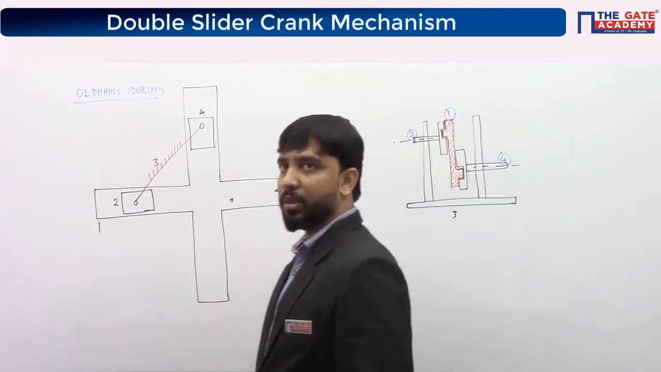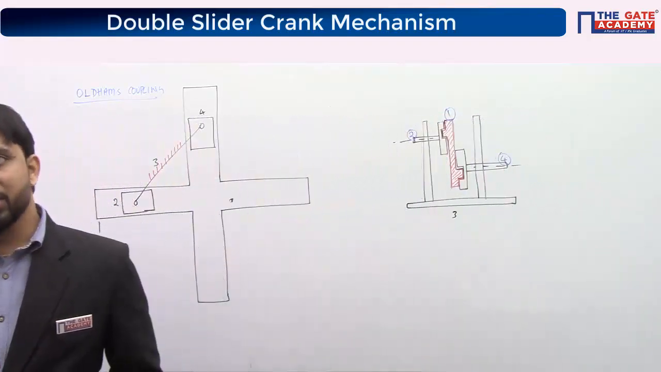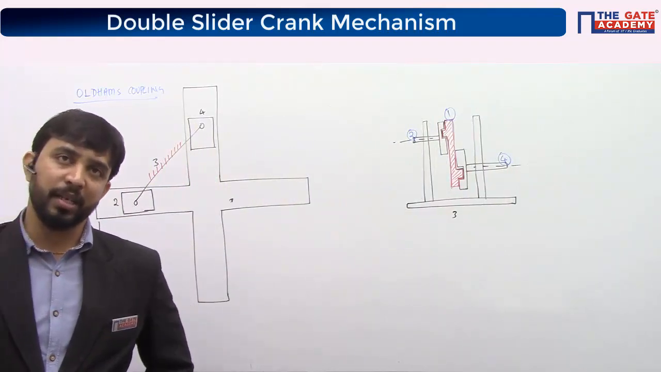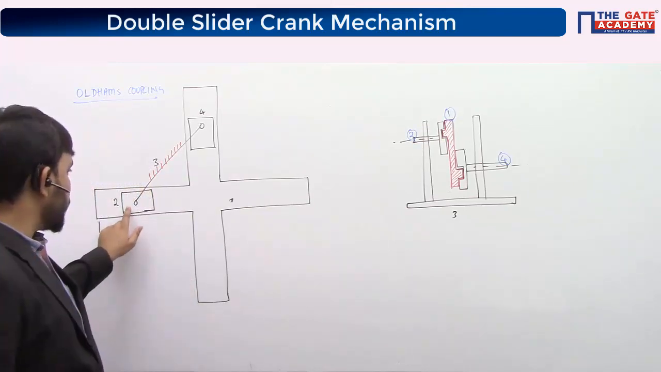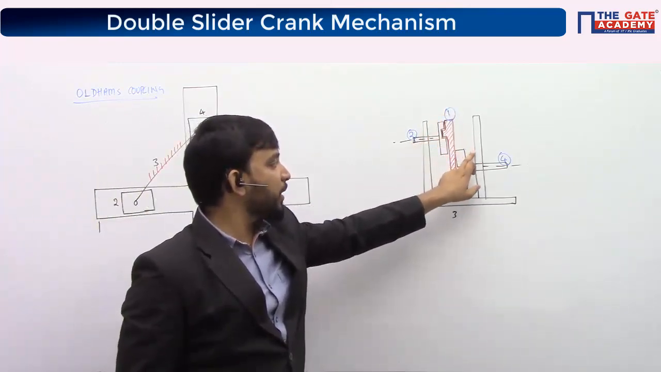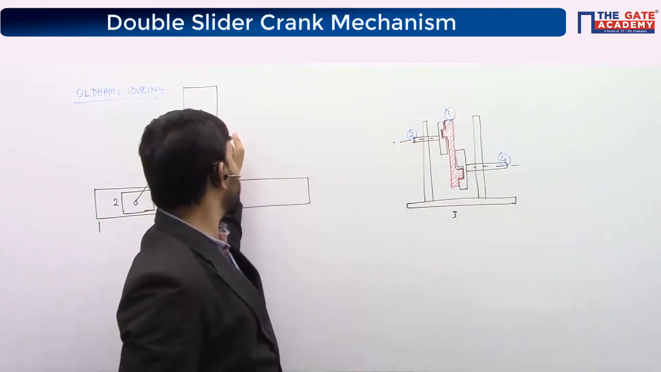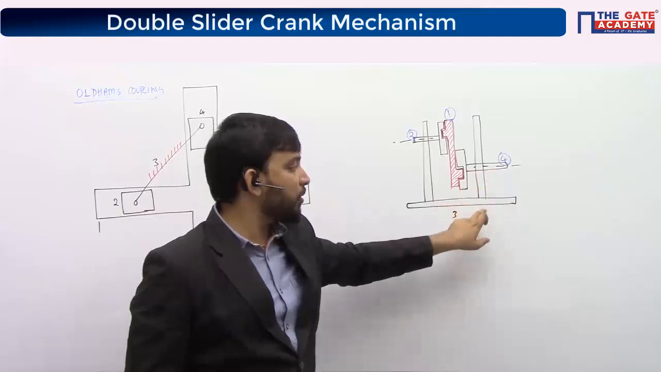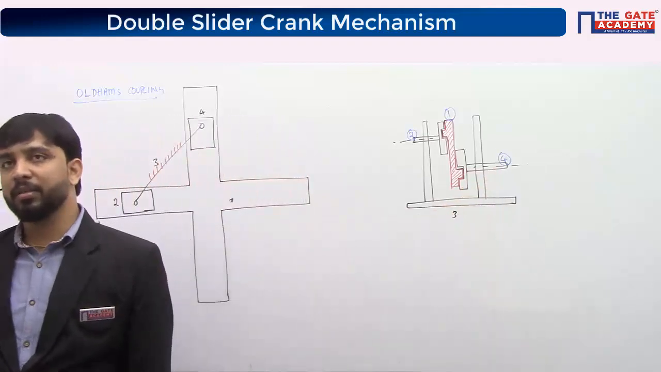The coupling looks something like this. So kinematically everything is the same, okay? How are link 1 and link 2 connected? They are connected by a sliding pair. 1 and 4 are connected by a sliding pair. 2 and 3 are connected by a turning pair. 3 and 4 are connected by a turning pair.